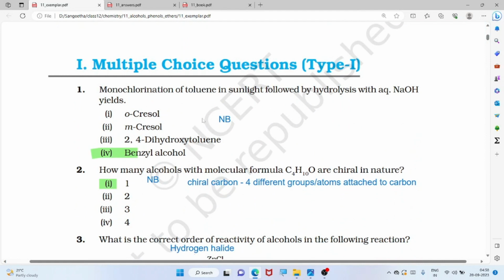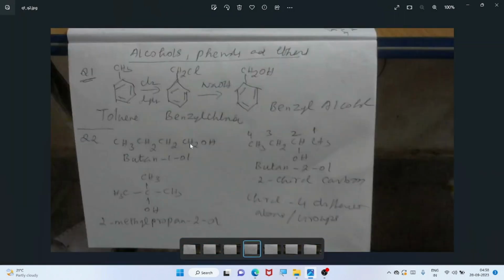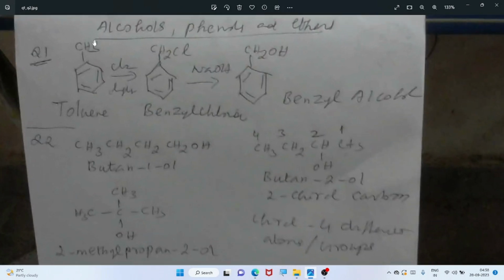Monochlorination of toluene in sunlight followed by hydrolysis with aqueous NaOH yields? So this is toluene. After chlorination we have benzyl chloride, then with NaOH we have benzyl alcohol.